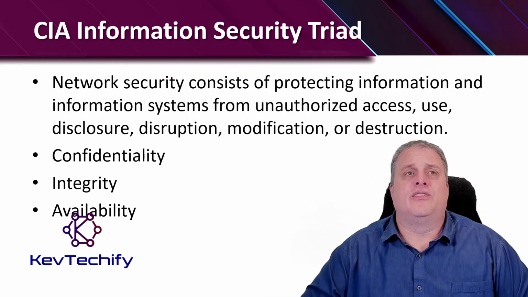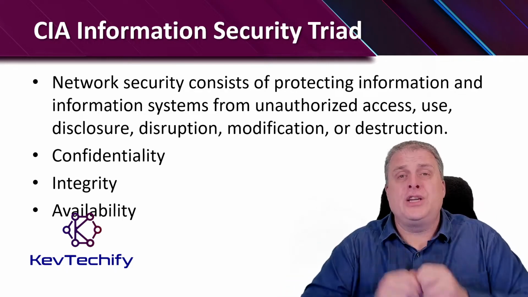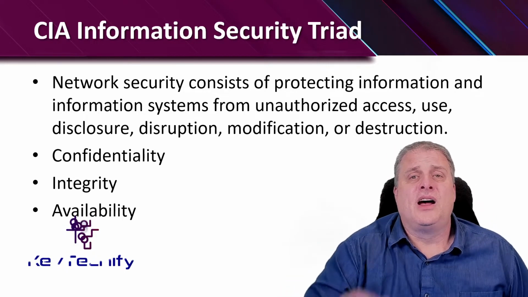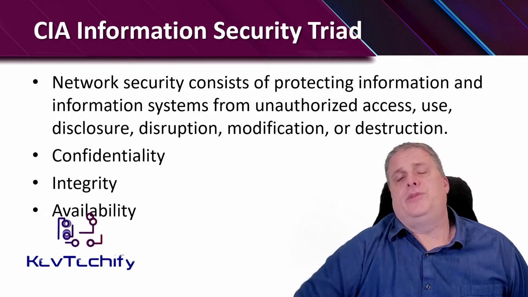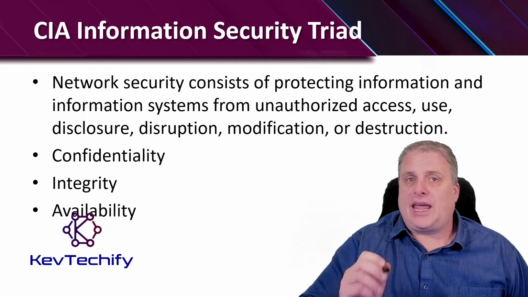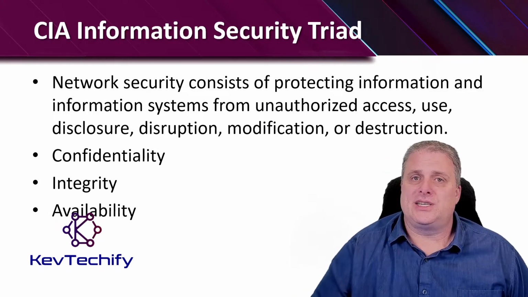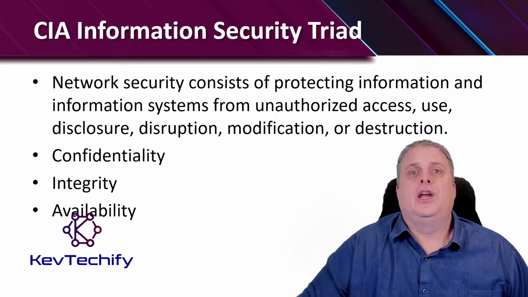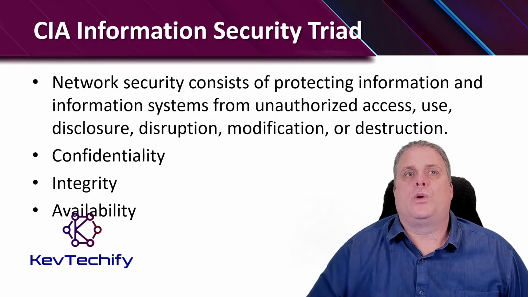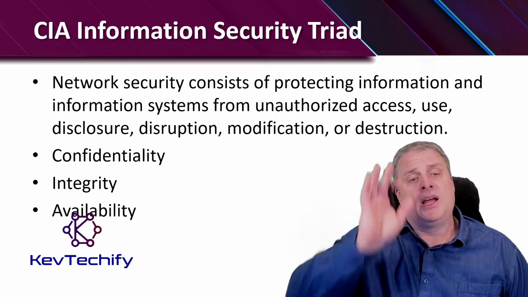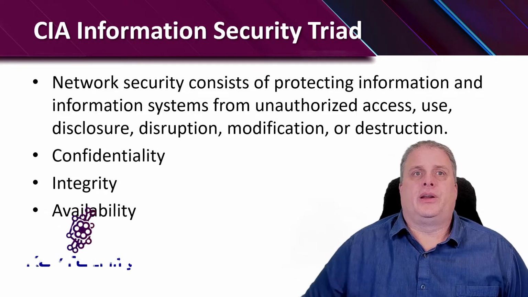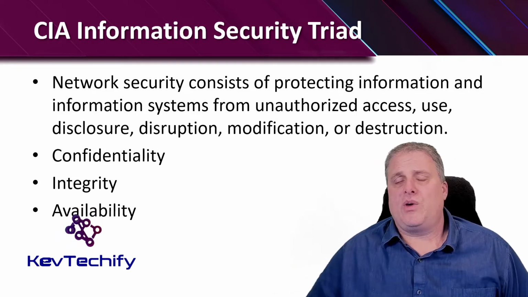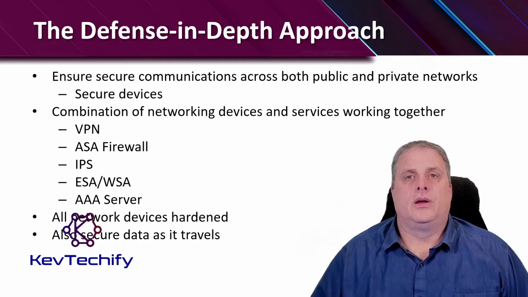And then finally, availability. Making sure that your users can get the data when they need it to make good business decisions. If they can't get the data to make business decisions, your company's going to lose money. Your company loses too much money, your company's going to be out of business and you won't have a job. Now, this requires implementing redundant services and gateways and all sorts of links.